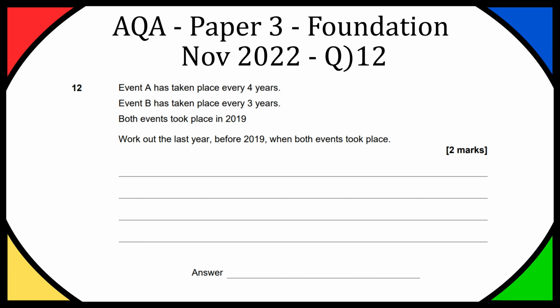So one thing you can do is work out the lowest common multiple of 3 and 4, and that is effectively going to be the first time a number occurs that can be divided by 3 and 4, and because of this it will be the first time when event A and event B both occur. So as the lowest common multiple of 3 and 4 is 12, we know we can subtract 12 from 2019 to give us 2007, and that will be the next time that event A and B occur.